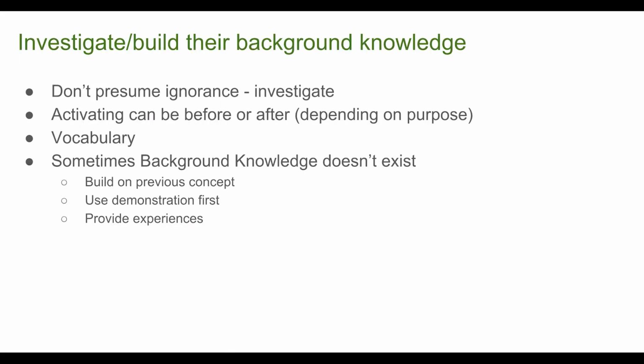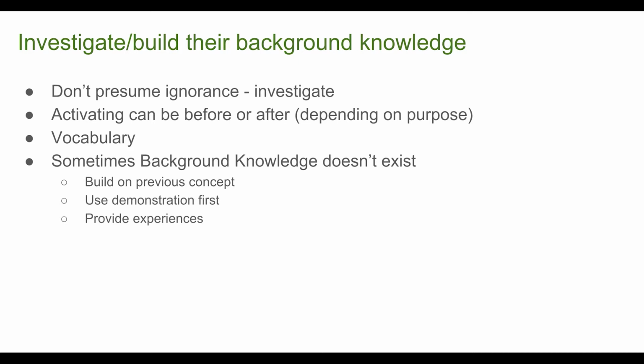Point number 5 is to investigate or build the background knowledge of students in every class. The first thing here is let's not presume ignorance on the side of the kids. Let's investigate their background knowledge first to see if they actually have any understanding of what it is that we're talking about before we feel like we need to teach everything to them. If they have that background knowledge already, it can actually save us time. But two, we know that they'll already understand that text better.